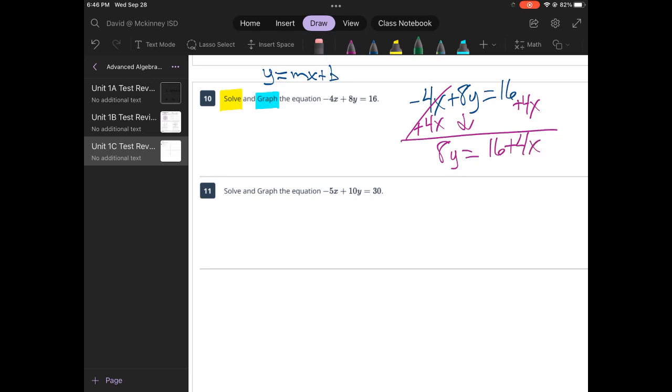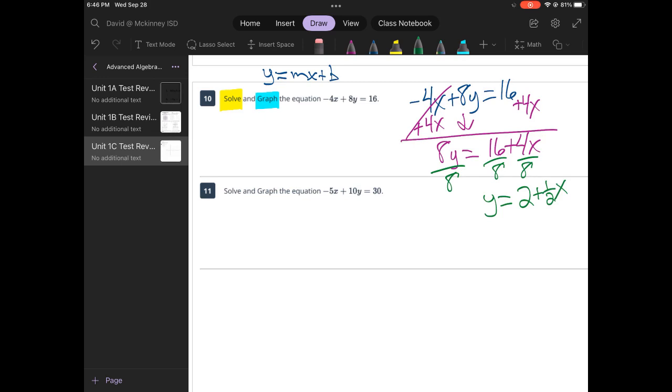Notice I do one step at a time. Please don't try to do multiple steps at a time. Now I'm going to divide everything by the coefficient of y, which is 8. When I do, I get y is equal to 2 plus 4 over 8, which reduces to 1 over 2x.